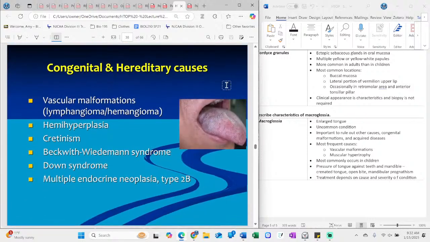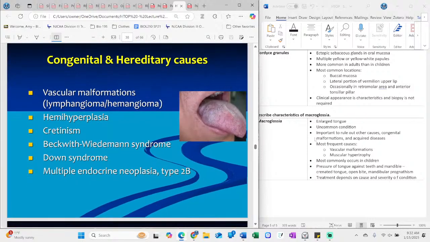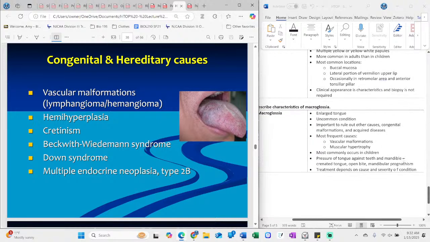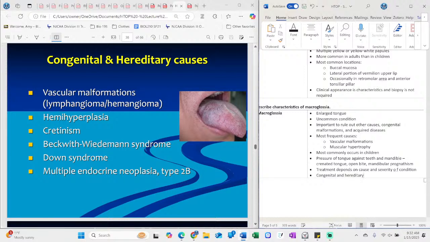So vascular malformations, these are the congenital and the hereditary causes. Then we have, so this is a patient who has a hemangioma here.